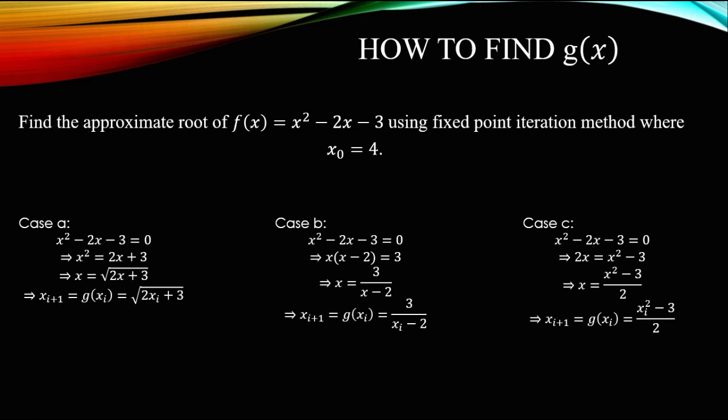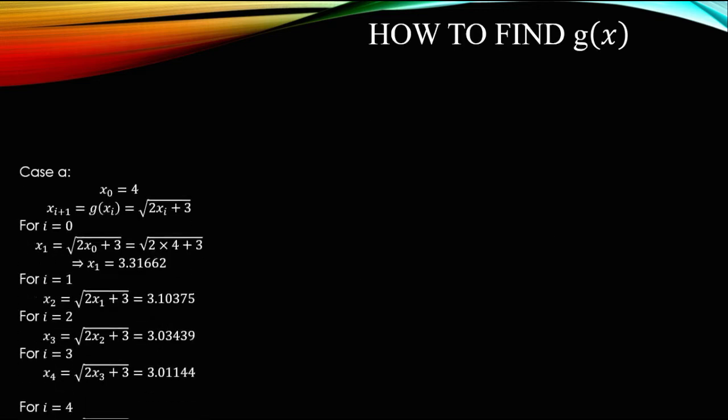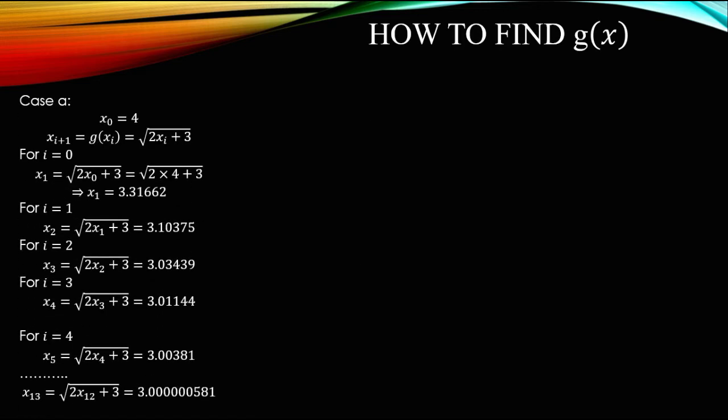So the student in case A, who has found the scheme for his approximate solution x i plus 1 is equal to g of x i is equal to under the root 2 x i plus 3, if he starts to find the approximate solution, then he will substitute i is equal to 0. He will get the value of x1 is equal to under the root 2 x naught plus 3. By substituting i is equal to 0 in this scheme, you will get x1.